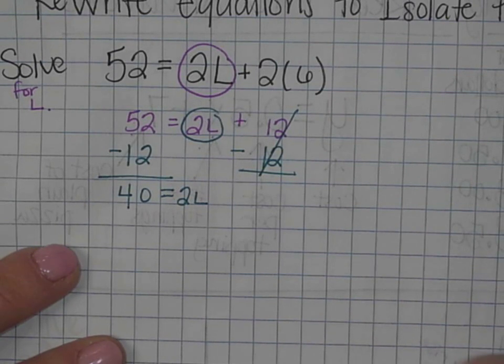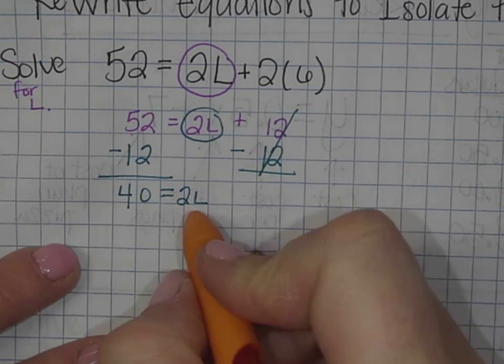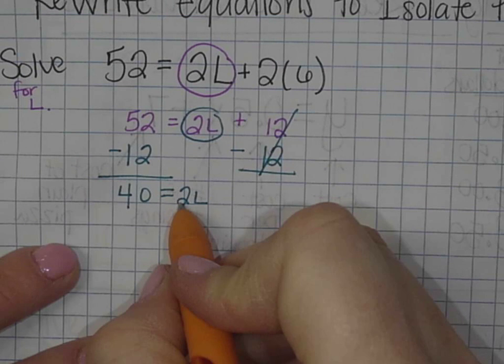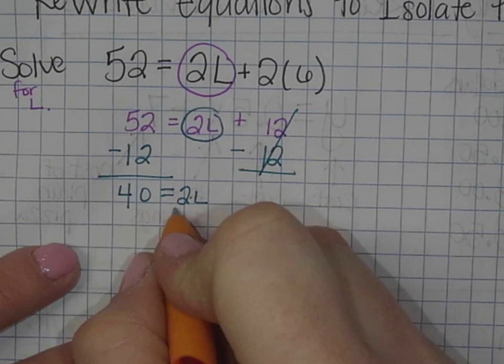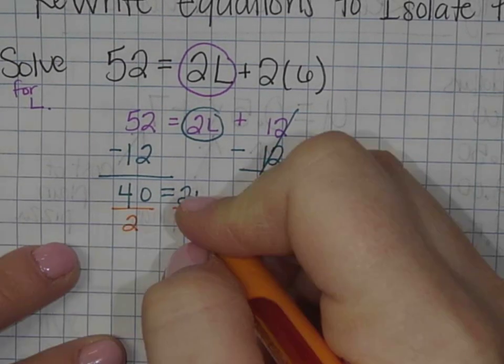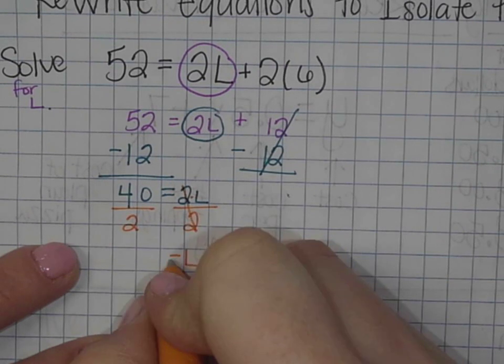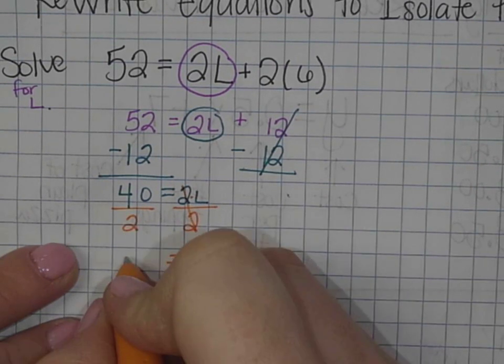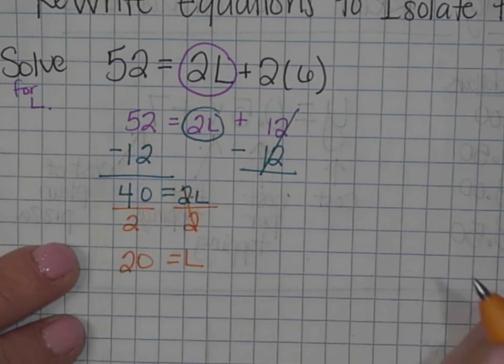And then we know that we need to still try to get L by itself. So it's 2 times L. So the opposite of multiply would be divide. And divide. So L would equal 40 divided by 2 is 20.